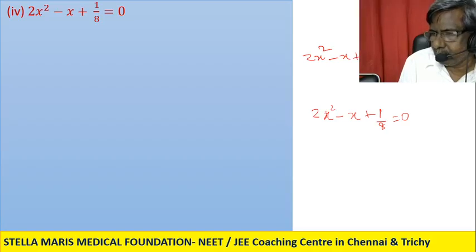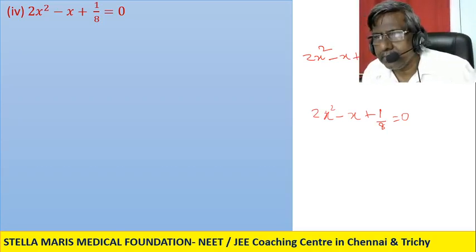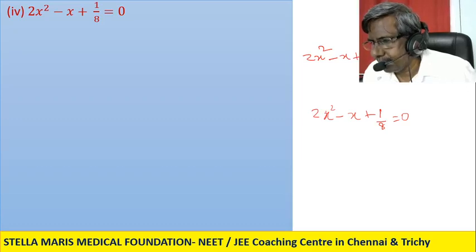I hope you are all solving this problem. The problem is clear: 2x square minus x plus 1 by 8. Solve this quadratic equation by factorization.